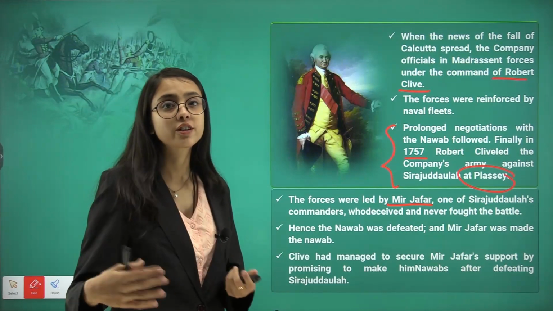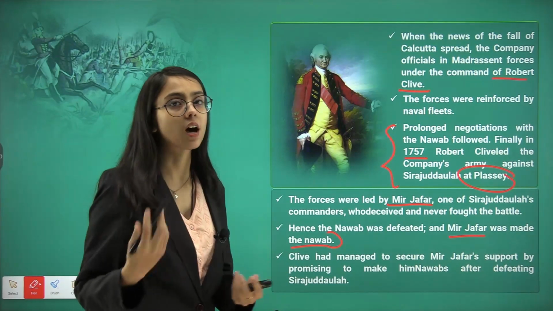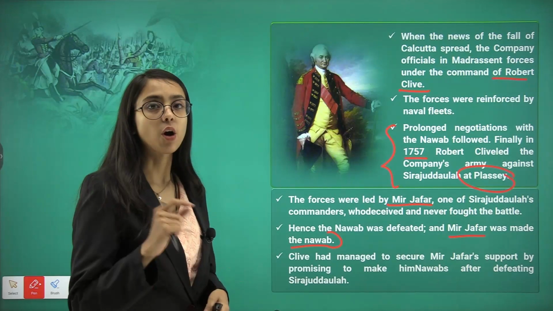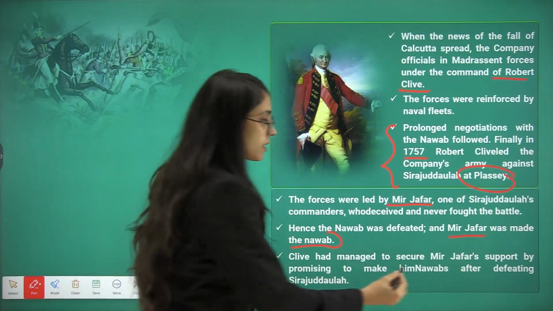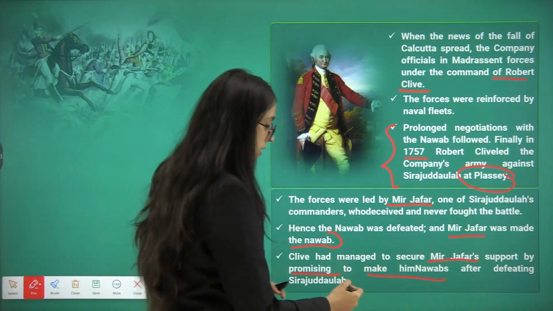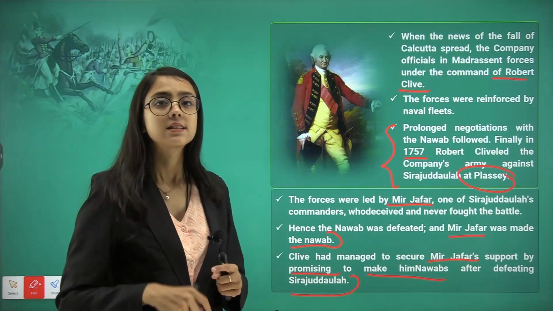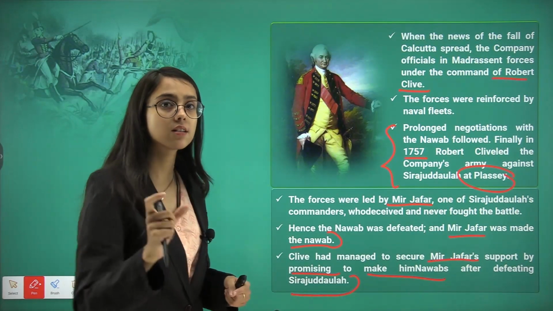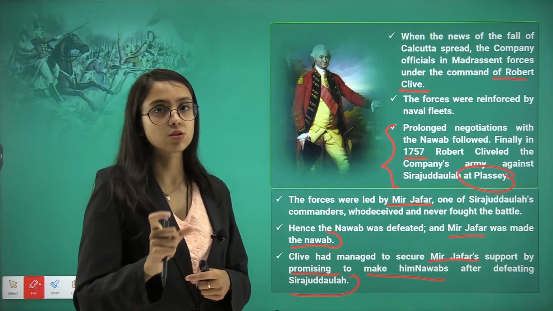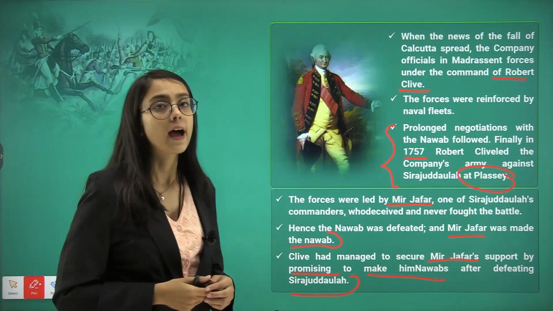Since there was a lot of deception involved, Mir Jafar took the place of Nawab and played puppet in the hands of the East India Company. Robert Clive managed to secure Mir Jafar's support and promised to make him Nawab after defeating Sirajuddaullah. So what did Robert Clive do? He sided with Mir Jafar, the commander-in-chief of Sirajuddaullah's army, and promised that if he deceived Sirajuddaullah, he would become the next Nawab, and that is what happened.